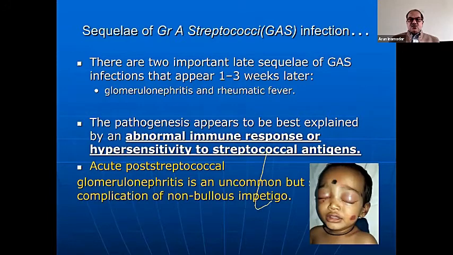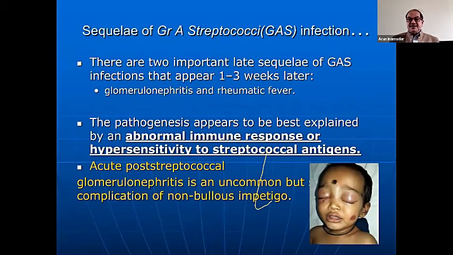Then we also know there are a lot of sequelae of group A streptococcal infections. There are two important ones: one is glomerulonephritis and the other rheumatic fever. Sometimes you treat a patient of impetigo or some bacterial infection or secondarily infected scabies, and after 2 weeks or so, the child may come with a swollen face. Yes, it is acute post-streptococcal glomerulonephritis, which is an uncommon complication of non-bullous impetigo. The pathogenesis appears to be best explained by the abnormal immune response or hypersensitivity to streptococcal antigen.